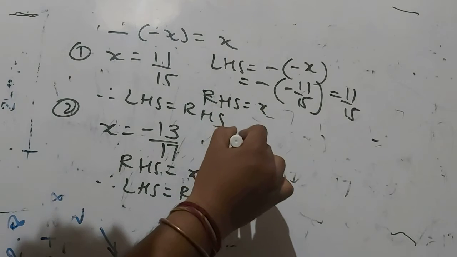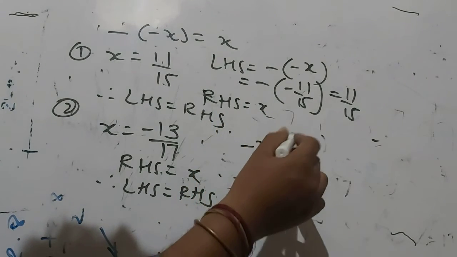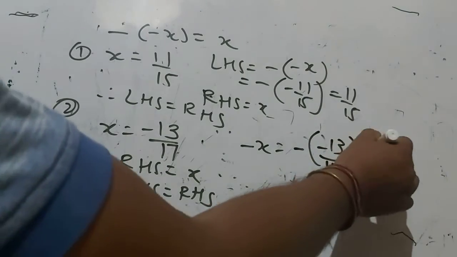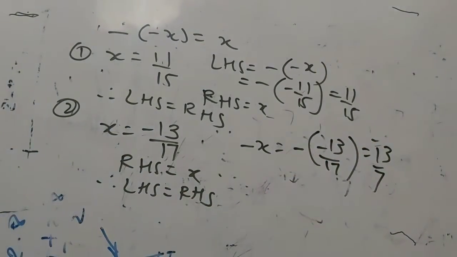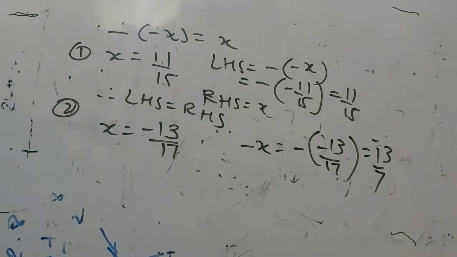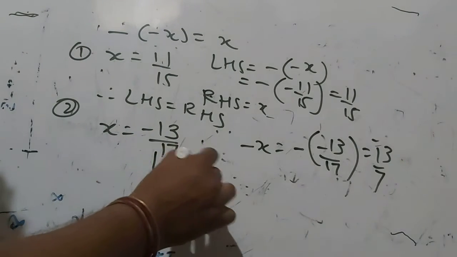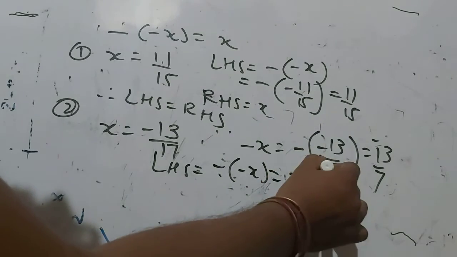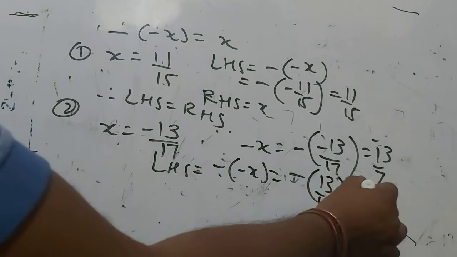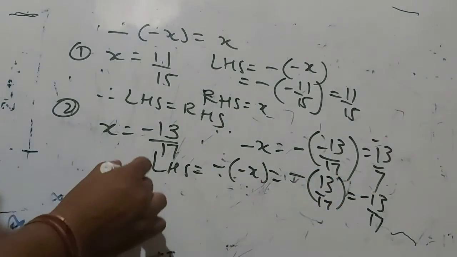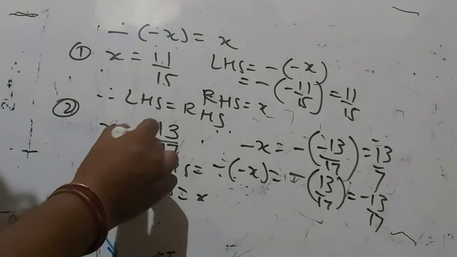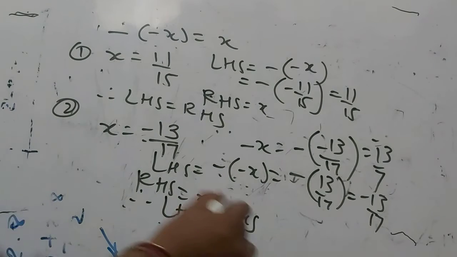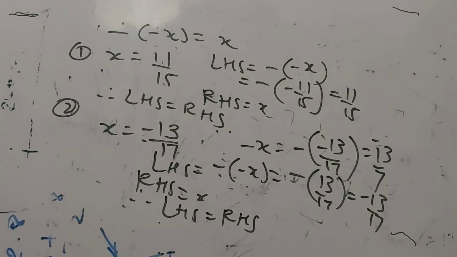First of all, we'll find minus x here. Minus x is minus in bracket minus 13 by 17, then positive 13 by 17. Now we will take LHS. Minus in bracket minus x, so minus in bracket, so 13 by 17, you will get minus 13 by 17. That is RHS is equal to x. Now this and this both are same, therefore LHS is equal to RHS. Okay, so don't be confused in this.